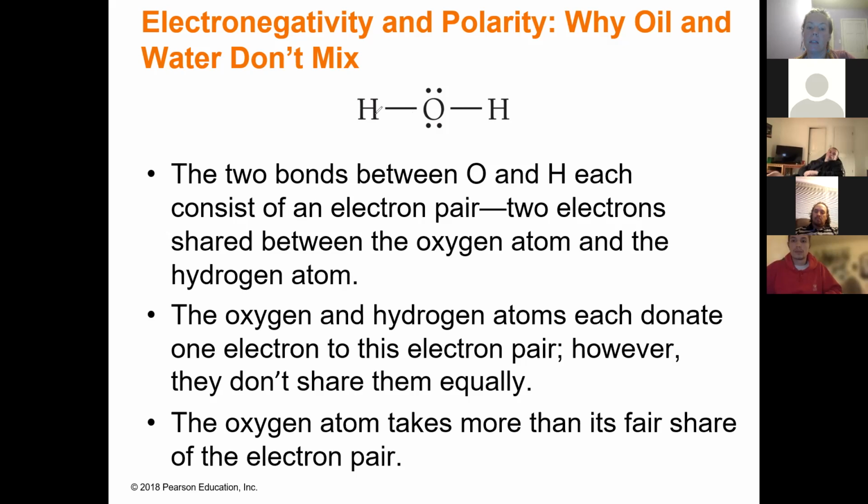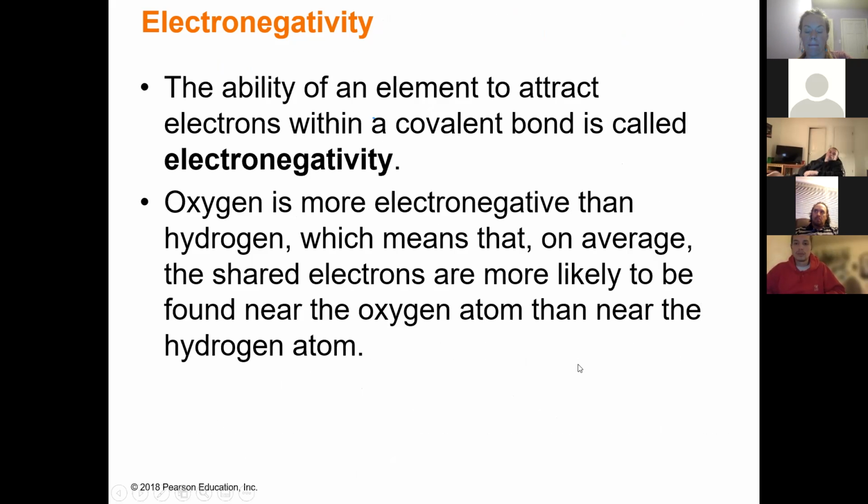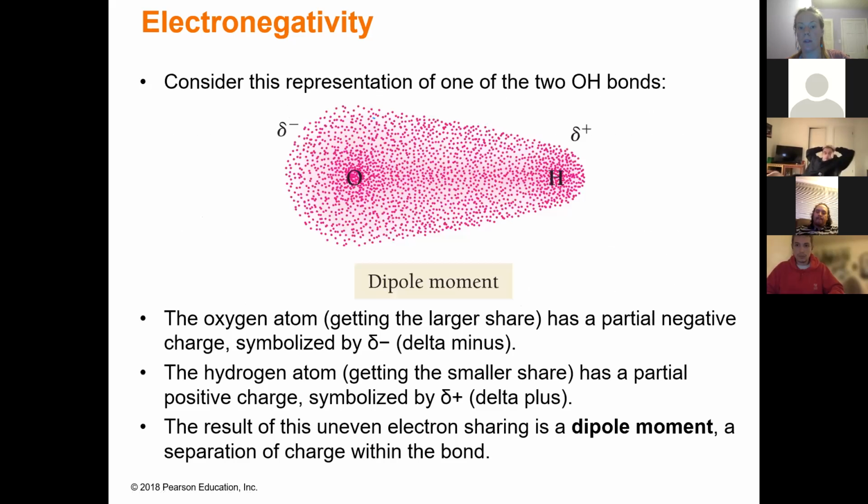In this bond here, the oxygen and the hydrogen are sharing 2 electrons, but they're not sharing them equally. The oxygen is actually much greedier for the electrons than hydrogen is. This is known as a dipole moment. And I guess they want to talk about electronegativity here first, but an atom's ability to attract electrons is known as its electronegativity. Oxygen has a higher electronegativity than hydrogen does, meaning on average, the electrons are shared more with the oxygen than they do with the hydrogen. So you get what's known as a dipole moment.